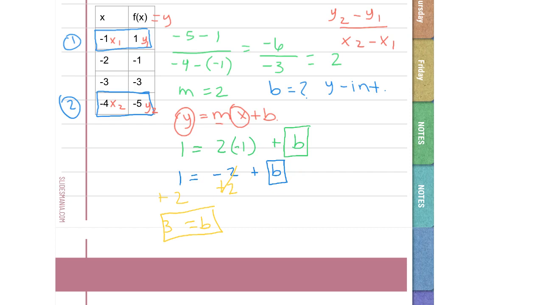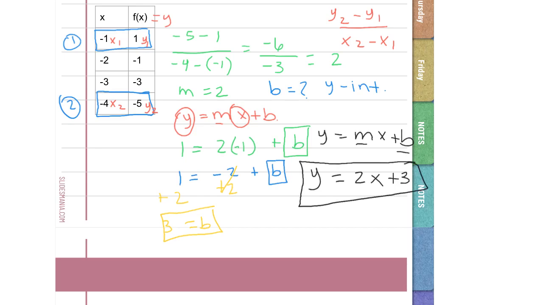So now I can go back to my linear function notation, which is y is equal to mx plus b. And I can plug in my m and my b now. So I have that y is equal to m, which is 2. And bring down your x, and then plus b. Well, the b we said was positive 3, so we do plus 3. And this is my final linear function.